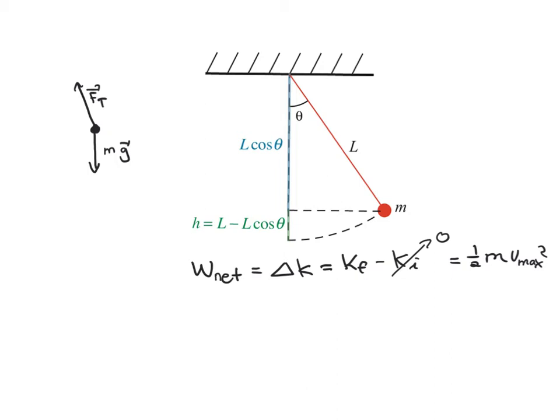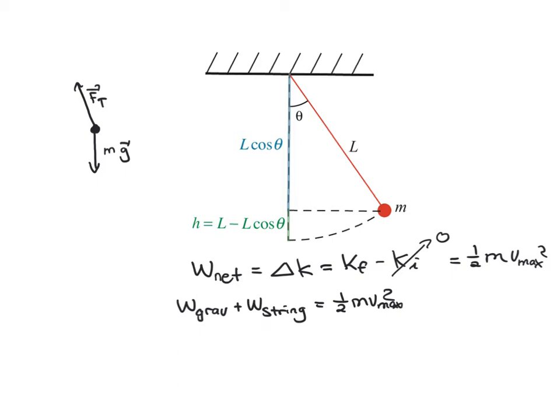So we can write from the work kinetic energy theorem, we're going to calculate the work done by these two forces. The net work is the work done by gravity plus the work done by the string, and that should be equal to 1/2 m v max squared. So in order to calculate v max squared, we're just going to need to calculate the work done by gravity and the work done by the string.